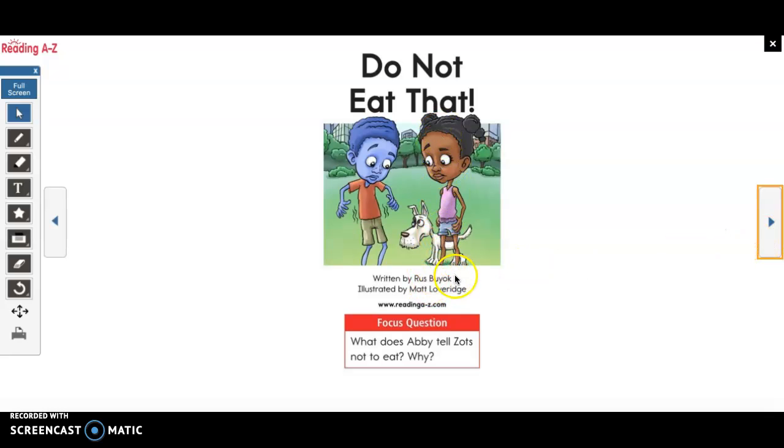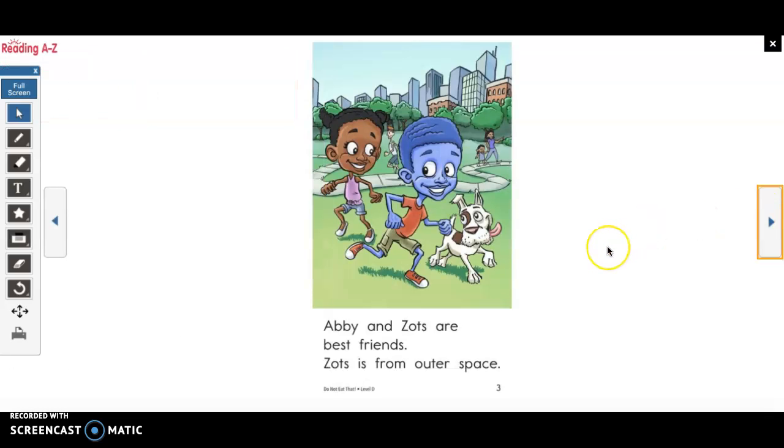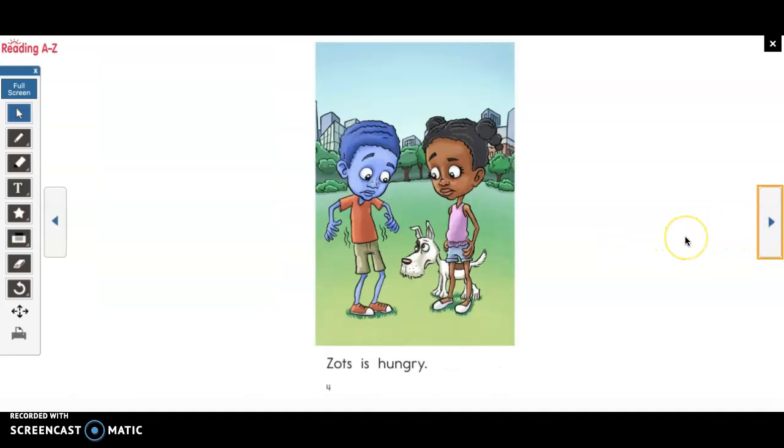So this is Abby, and this is her friend Zotz. Why does Abby tell Zotz not to eat? And why? That is our question that we're going to try and talk about when we read our story. Abby and Zotz are best friends. Zotz is from outer space. Zotz is hungry.